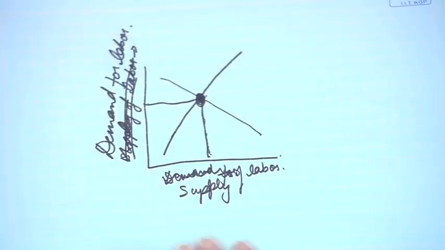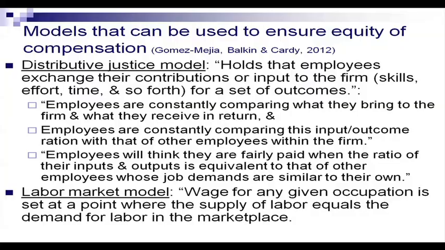and this is the point at which we decide, okay, at this point what should the wage be? If we have more labor coming in, their wages are likely to come down. If we do not have enough labor, their wages are likely to go up to a point, and then they are likely to come down. So, this is the labor market model.